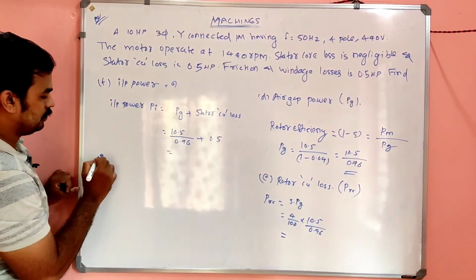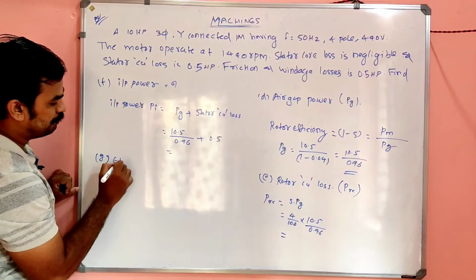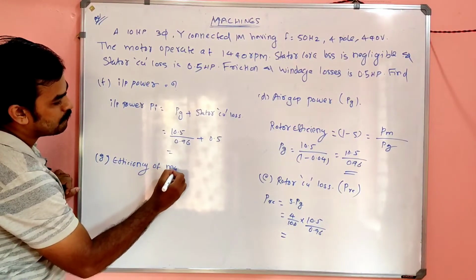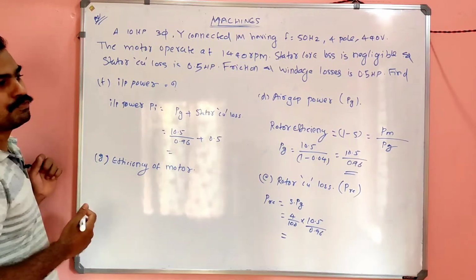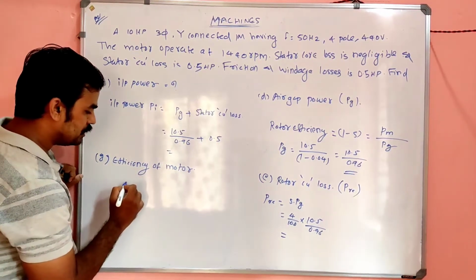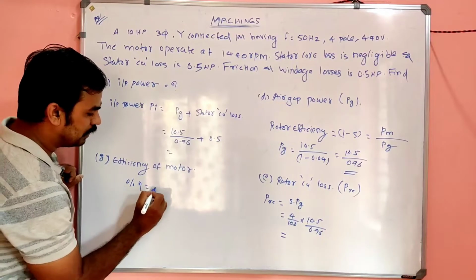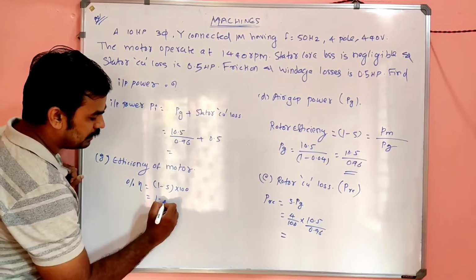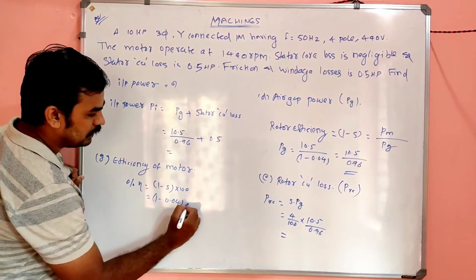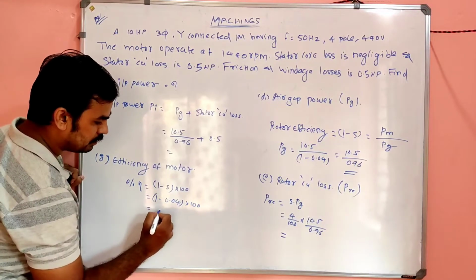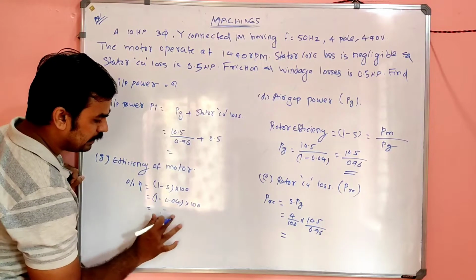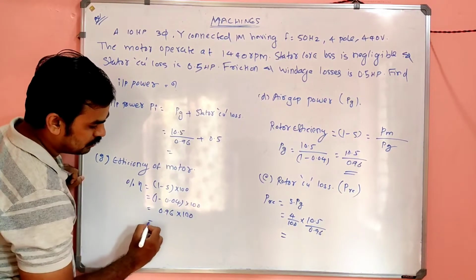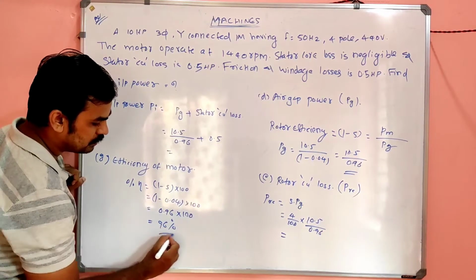And last, efficiency of motor. What is the equation for efficiency? Percentage efficiency equals 1 minus S, into 100, correct? So it will be equal to 1 minus 0.04, into 100, or 0.96 into 100, or simply 96%.